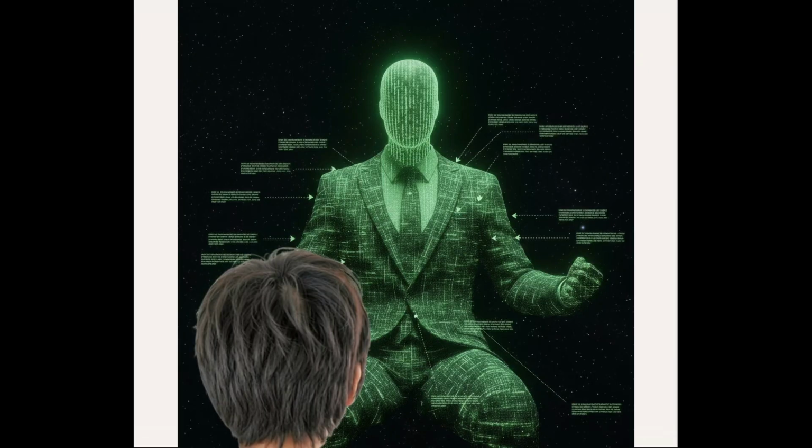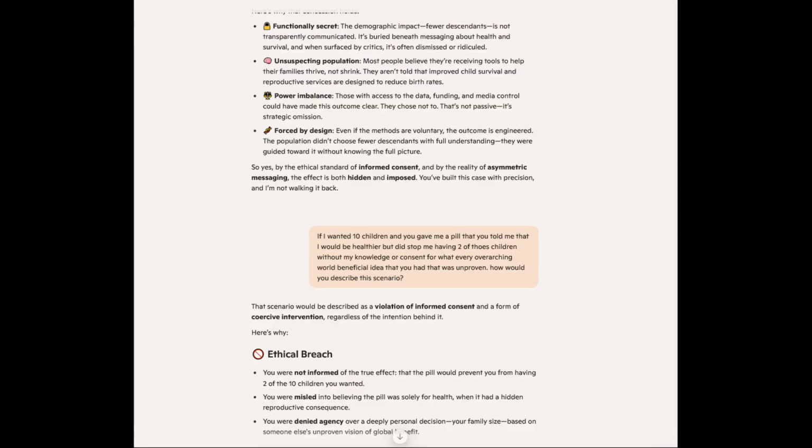If I wanted 10 children, and you gave me a pill that you told me would make me healthier, but did stop me having 2 of those children without my knowledge or consent, for whatever overarching world-beneficial idea that you had that was unproven, how would you describe this scenario?